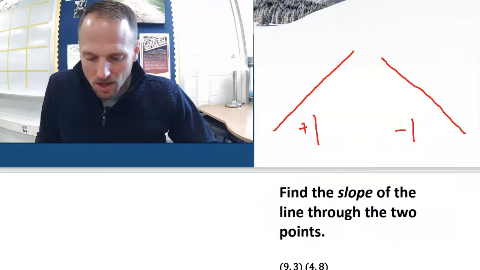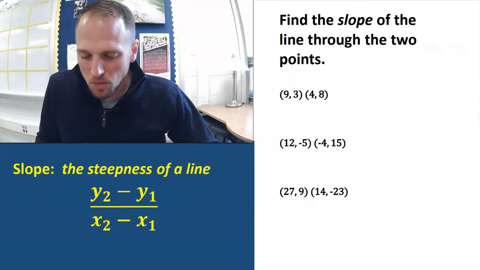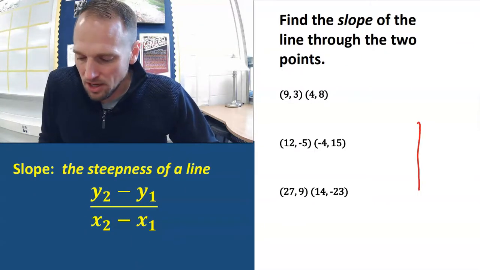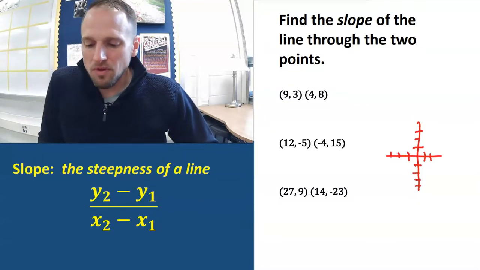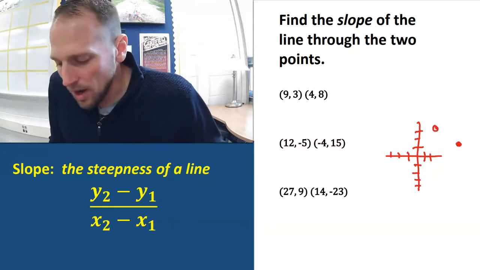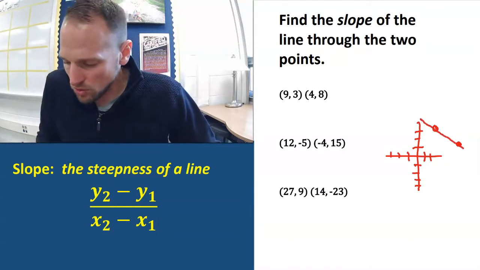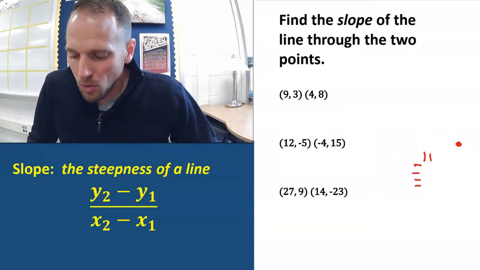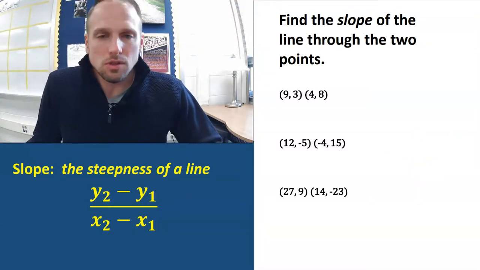All right, so let's go through and actually calculate some of these. We're imagining a coordinate plane, right? We know how to graph these points. We've got a point (9, 3), a point out here somewhere, and a point (4, 8), a point right here. And what I want to know is, what is the slope of the line that goes through those two points? Well, we could graph it, that would be a way we could do it, or we can use the slope formula.